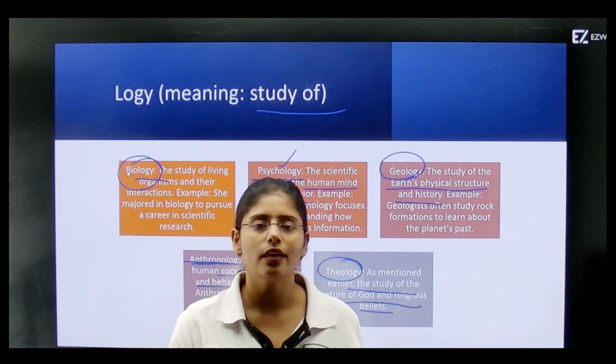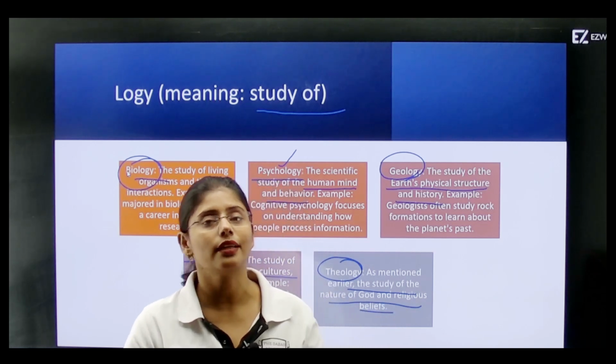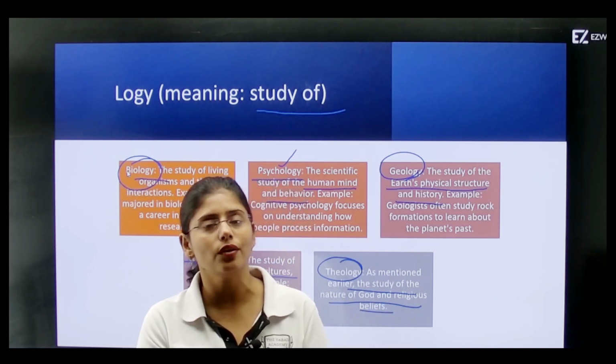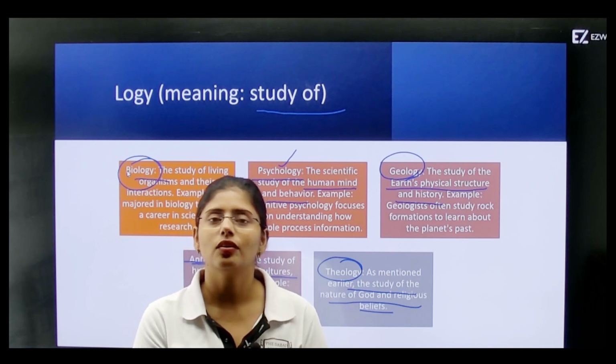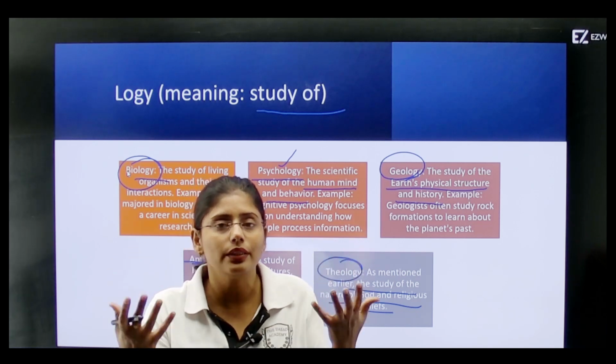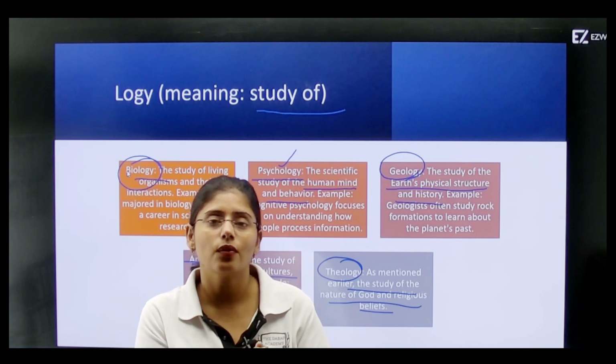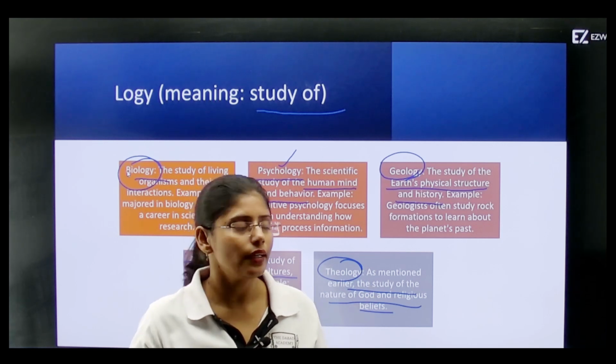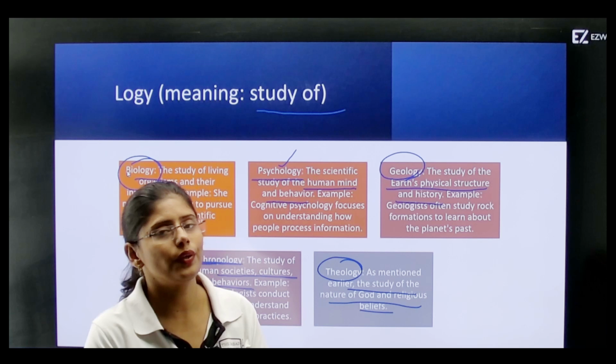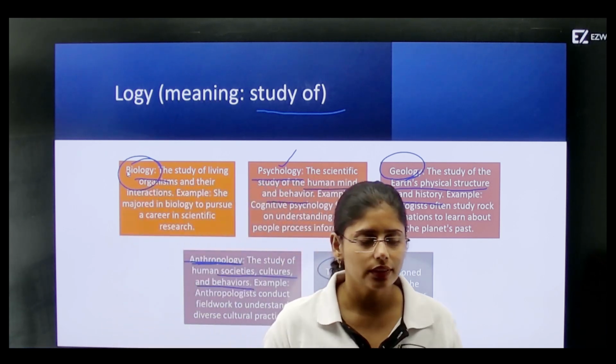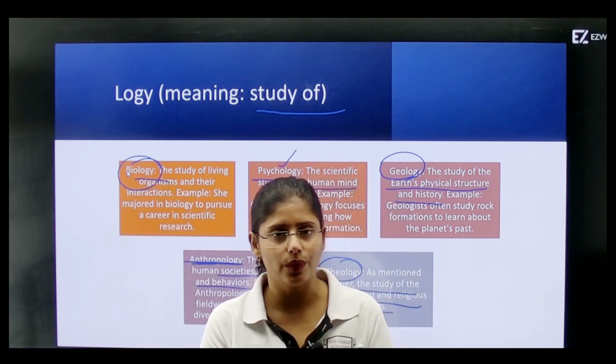There are so many other words we can add to this list, like cardiology, which is the study of the heart, neurology, the study of your neurons or brain systems, and nephrology, the study of kidneys. There are so many other studies which we can include in this slide. So this is all about today's root words.